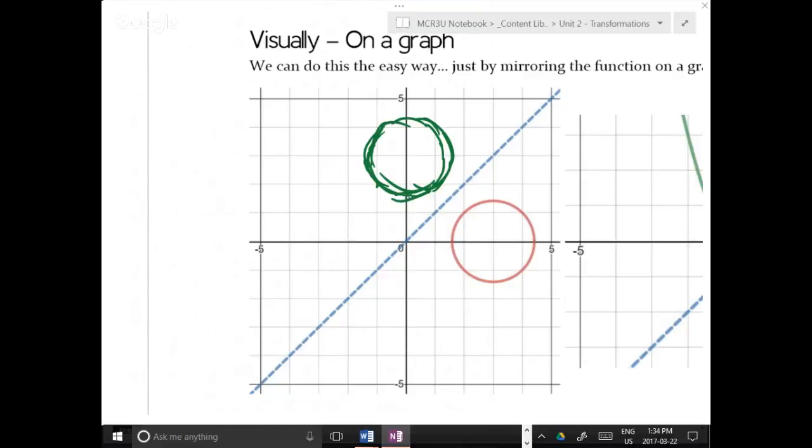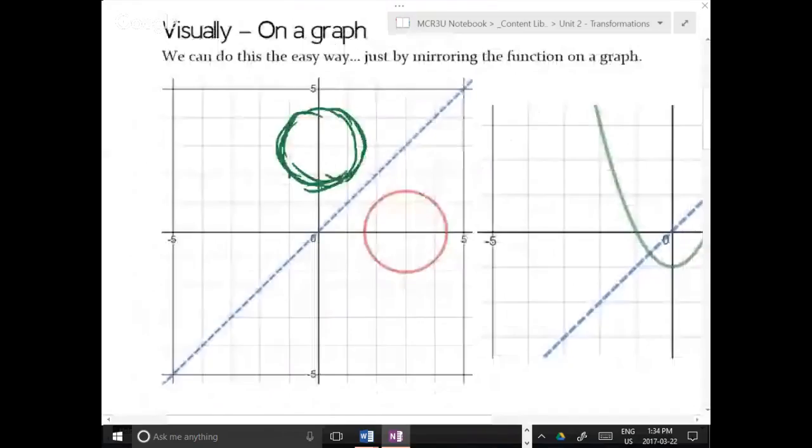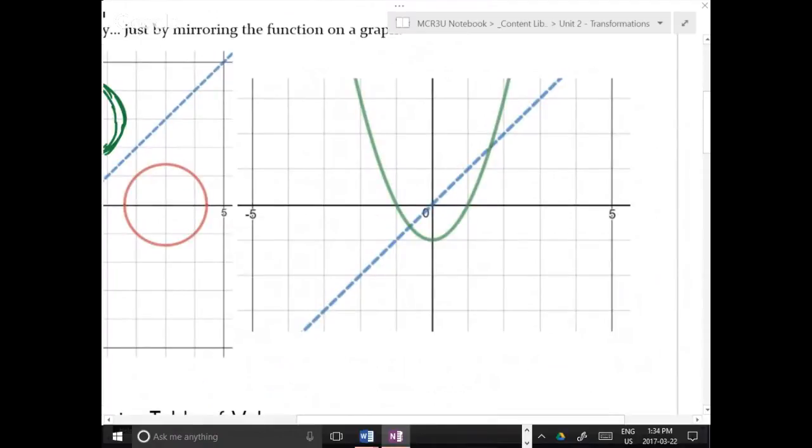There we go. That's pretty straightforward, yeah? Can you guys all try? Surely you can do better than I. Try the parabola. See what you get.